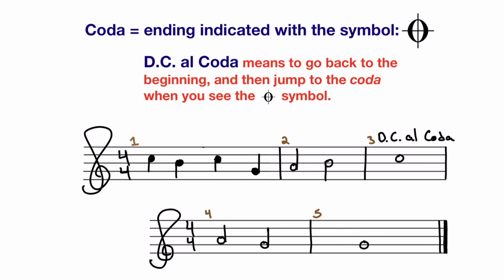This can get a little confusing because you'll actually see two coda symbols. The first coda symbol that you see indicates when you should move to the coda. The second coda symbol that you see will be at the actual coda, the ending.